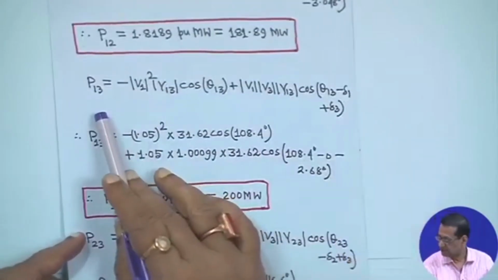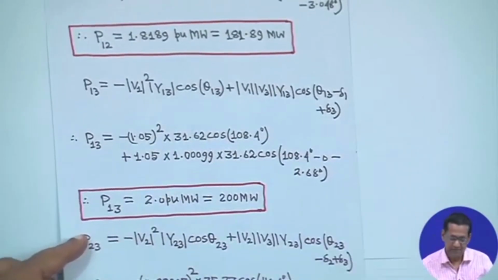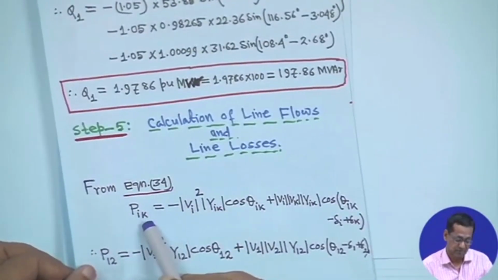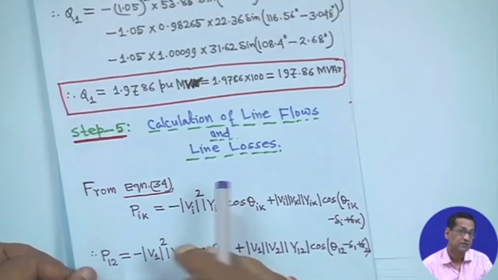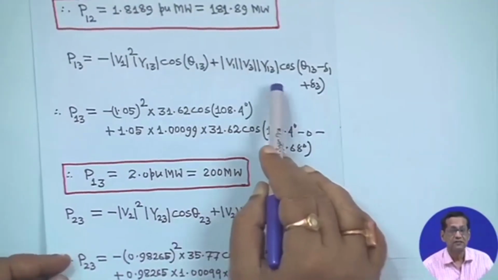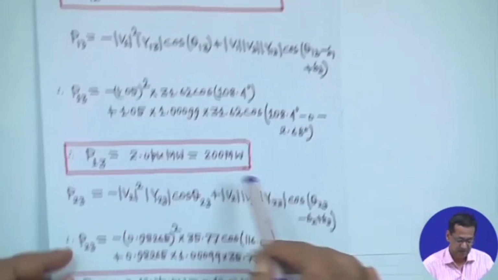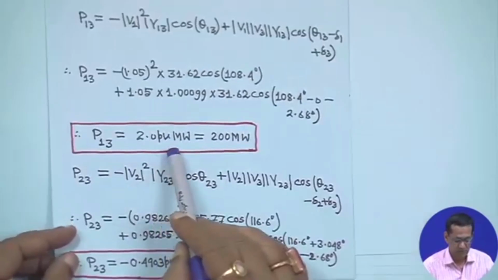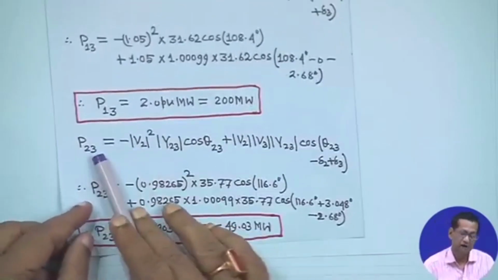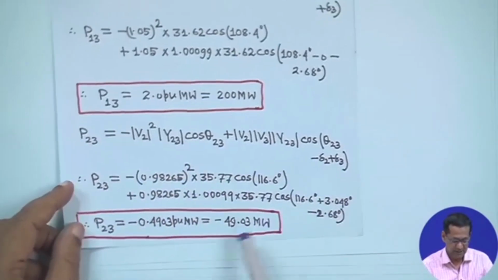Similarly, when i is equal to 1, k is equal to 3, P13 you can easily get. In this expression, equation 34, you can find i equal to 1, k equal to 2; i equal to 1, k equal to 3; i equal to 2, k equal to 3, P23, all you will get. Upon substitution of all the data, you will get P13 equal to 2.0 per unit, that is 200 megawatt, multiplied by 100. Similarly, for P23, when i is equal to 2 and k is equal to 3, this is the expression, put it and you will get it.